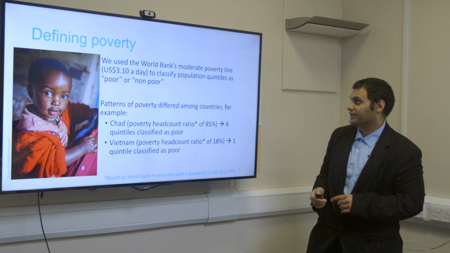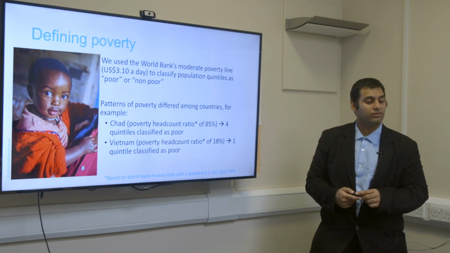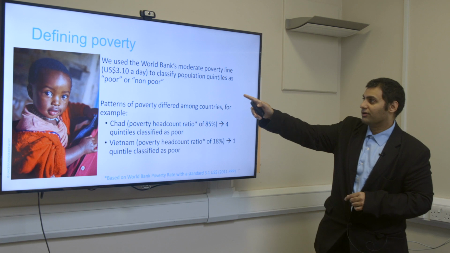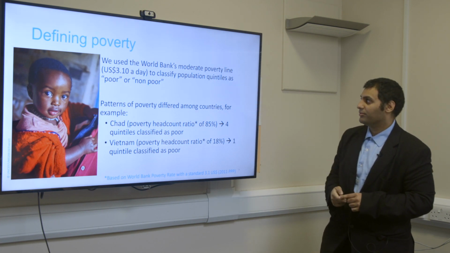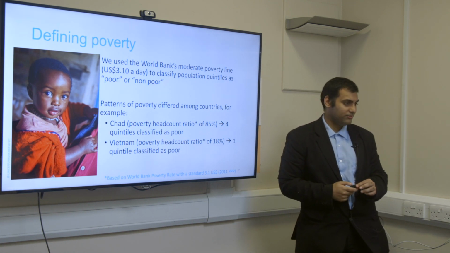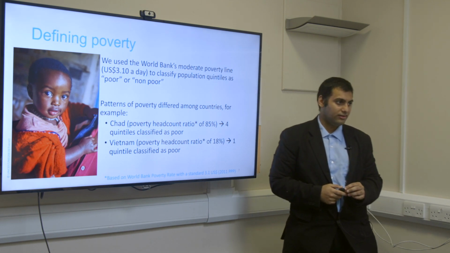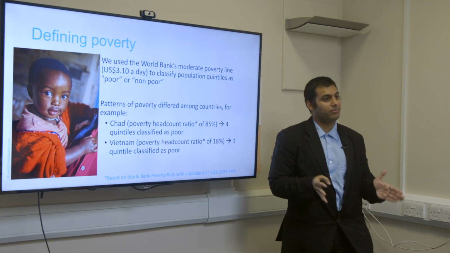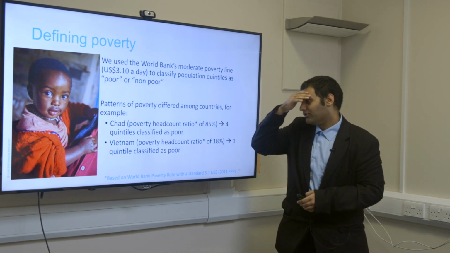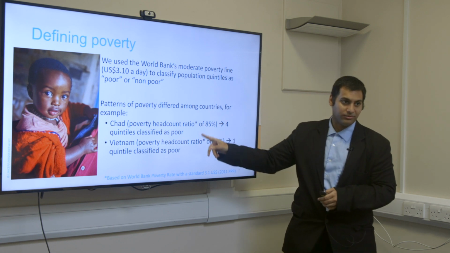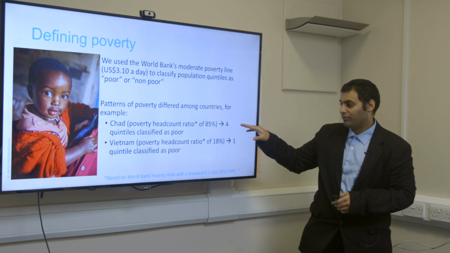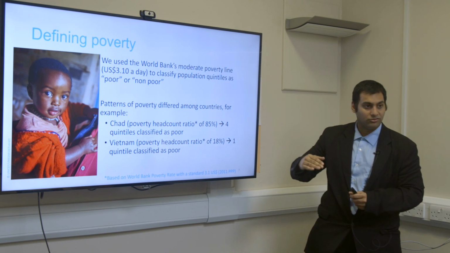In terms of poverty, what was used for the analysis was the World Bank's poverty index. It's their purchasing power parity measure, and they used $3.10 US a day to classify a population's quintiles as poor or non-poor. This is an important point that Dr. Rudan also made, that if you're looking at quintiles, it may not be very comparable from one country to the next. This can be shown from these two examples. Chad: their poverty headcount ratio is 85%, which means that more than 80%, or their poorest 4 quintiles, are below the poverty line compared to 1 quintile above.